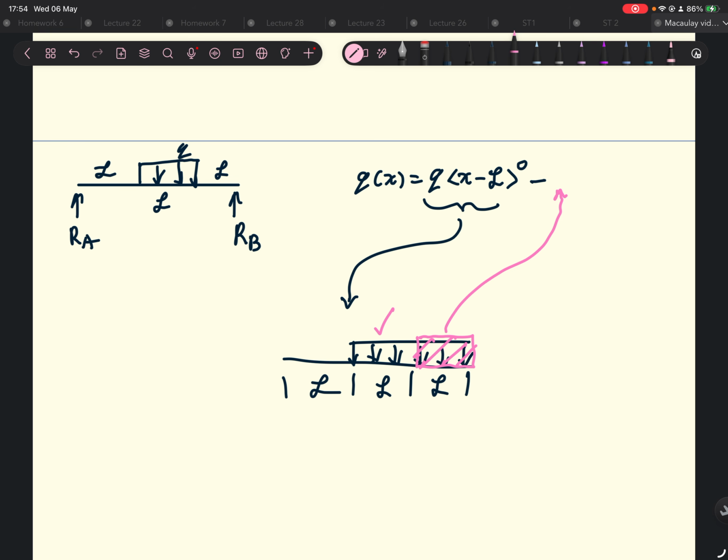So we'll subtract Q times x minus 2L to the power 0. So when X reaches 2L, this point over here, we don't want a distributed load anymore. So that's the point where we're going to start subtracting. That's why we add that negative there. Cool. I hope this makes sense.